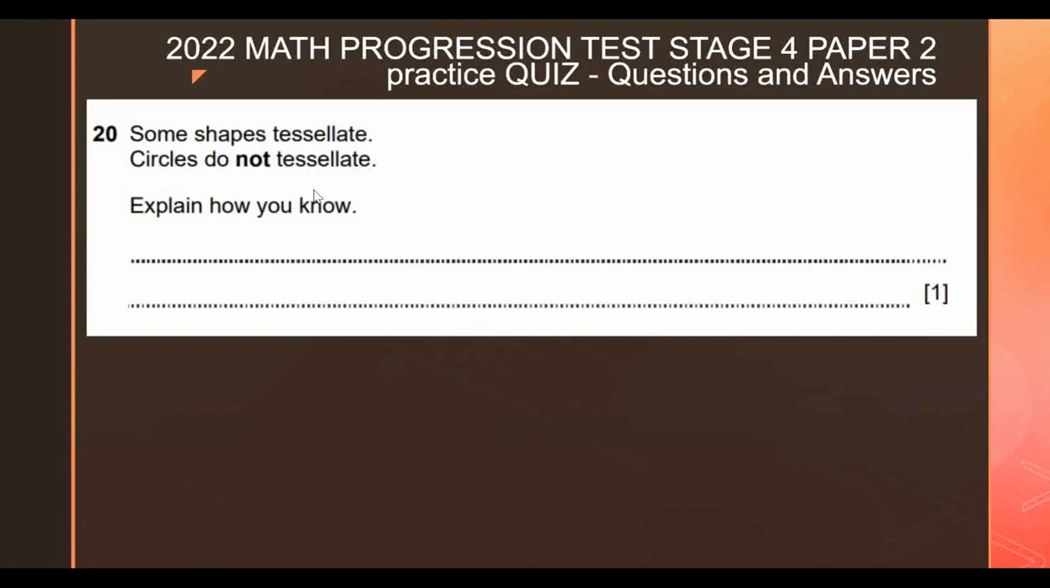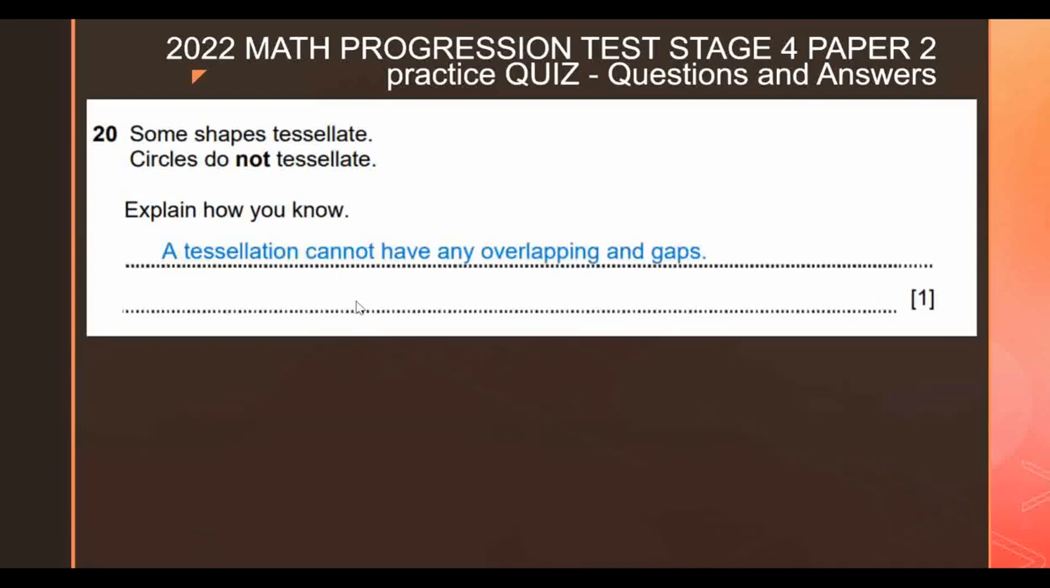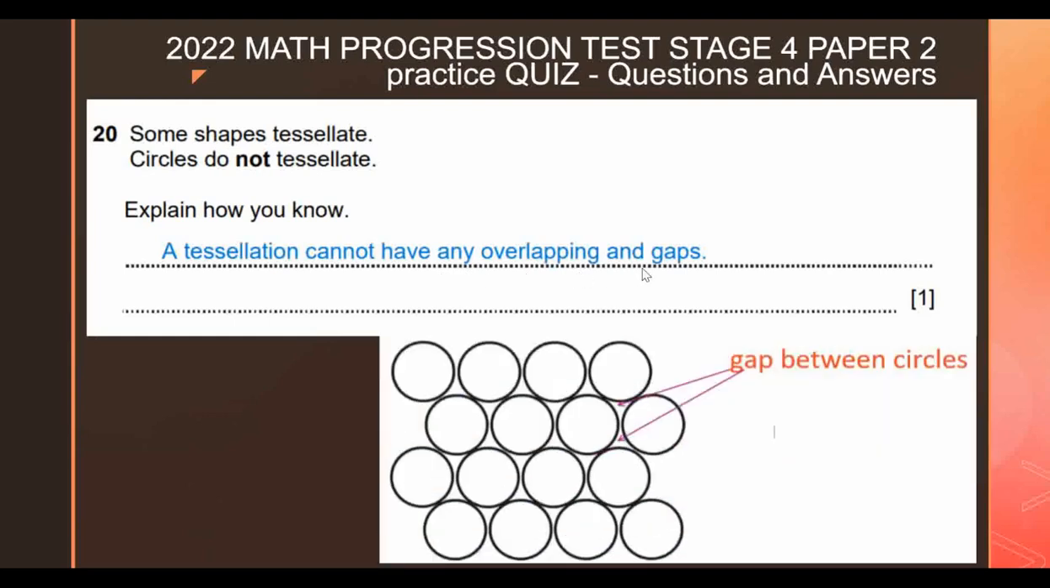Explain how you know. So the answer is a tessellation cannot have any overlapping or gaps, and circles have gaps between them. Next.